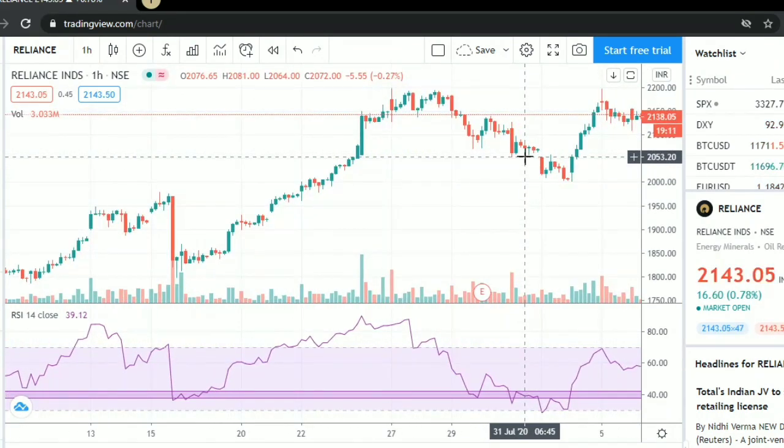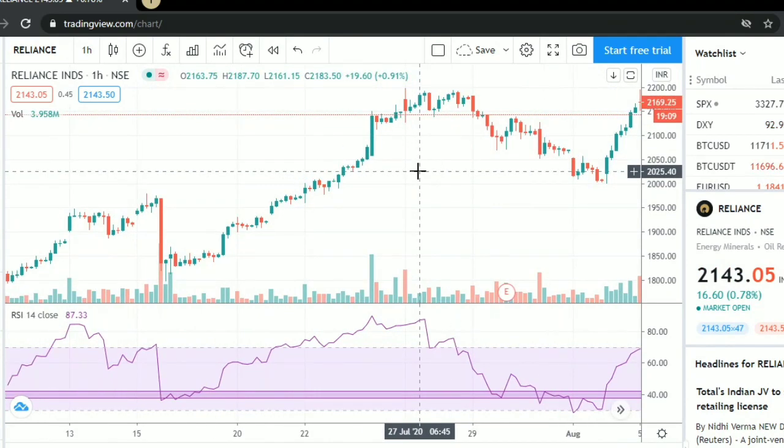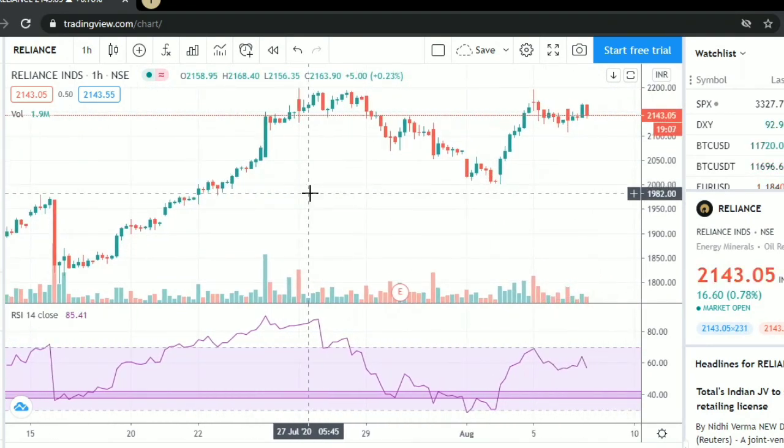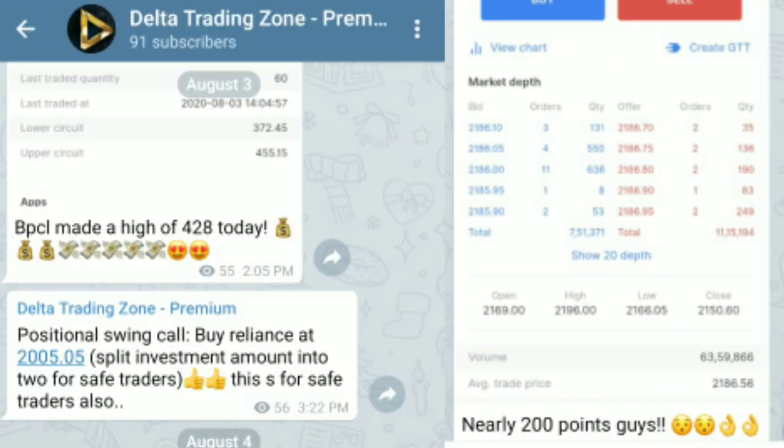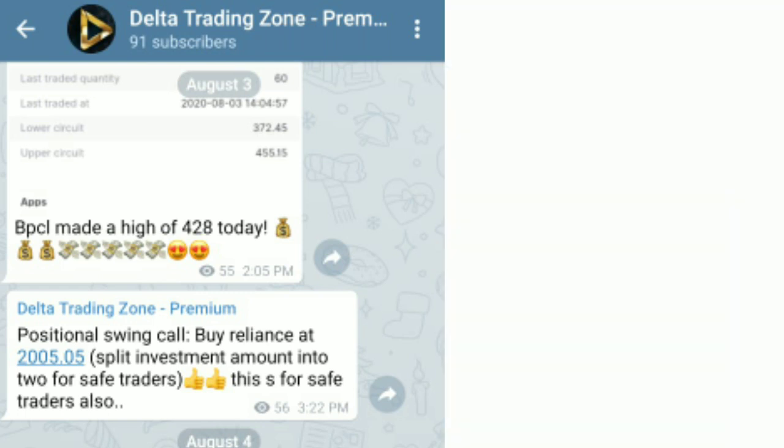And on the other side, if things move in our favor and if Reliance hits an RSI of 70, then we can sell the stock. So this simple strategy made us gain more than 190 points. If you are a risk taker and want to take more profits out of it, you can go to derivatives.